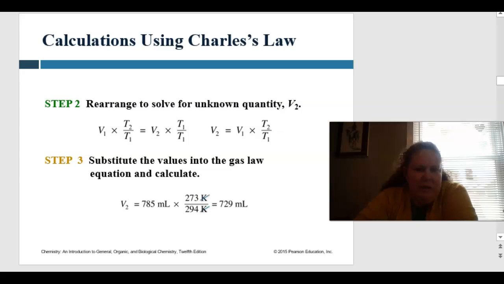So let's rearrange the equation so that we can solve for the unknown quantity, V2. And then we're going to substitute the values in for the letters, and we're going to be able to calculate that V2 equals 729 milliliters.